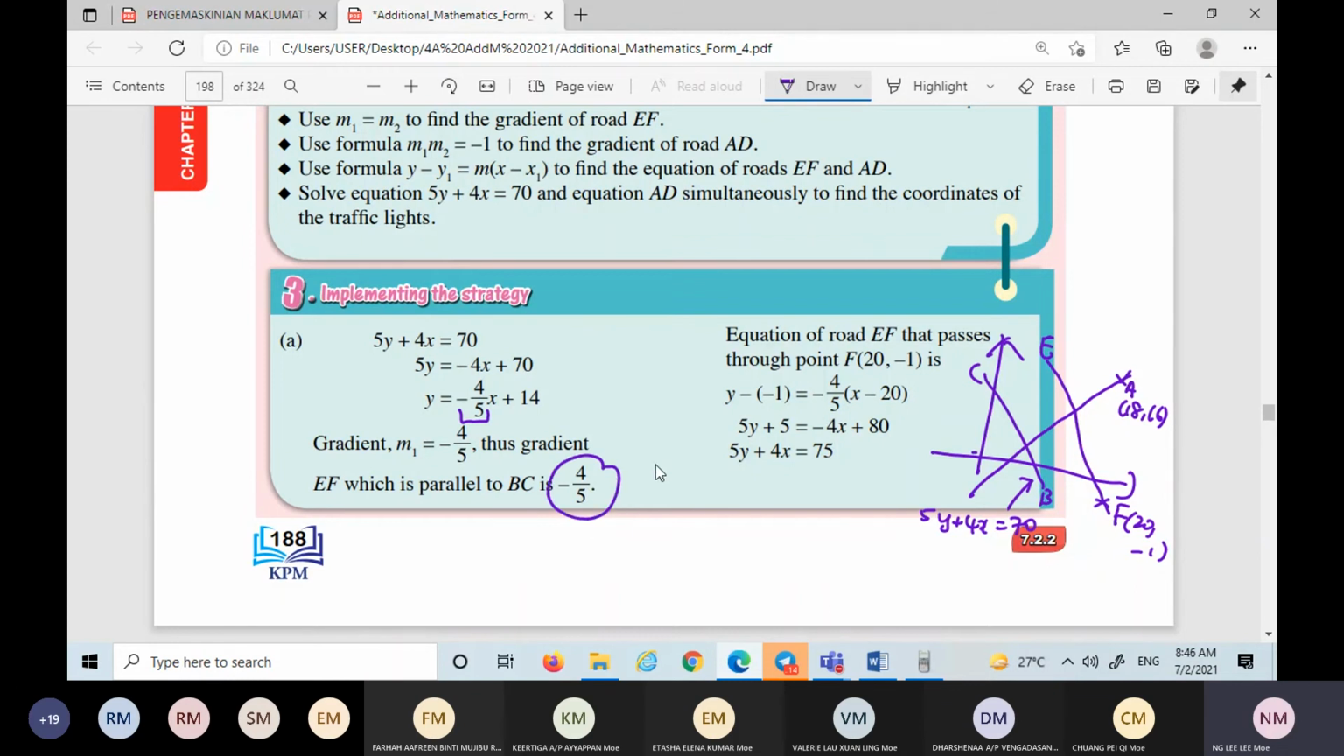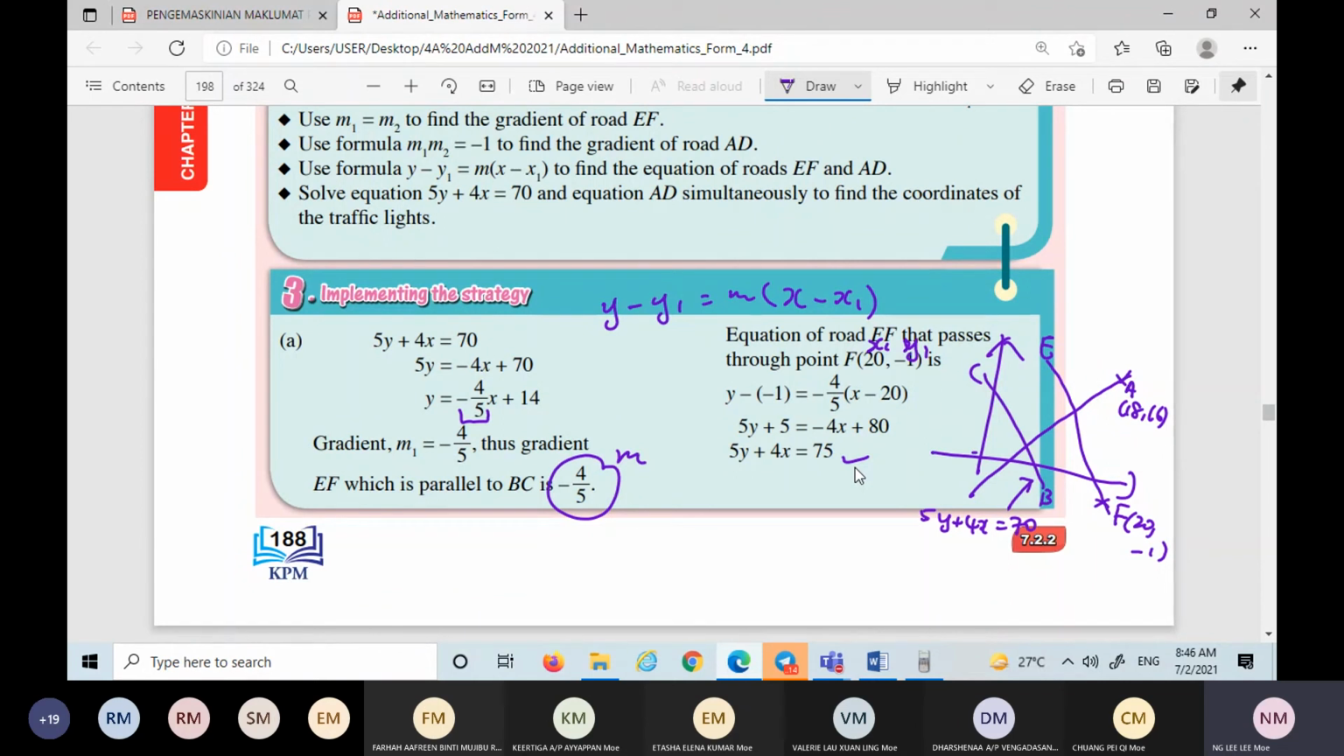You have the gradient already. Then you have one point. So you are able to find the equation of EF by using the formula y minus y1 is equal to m times x minus x1. Here is the x1, and this is the y1. So substitute, and this is the gradient. Then rearrange. So this is the equation of the root of EF. So this is part A.